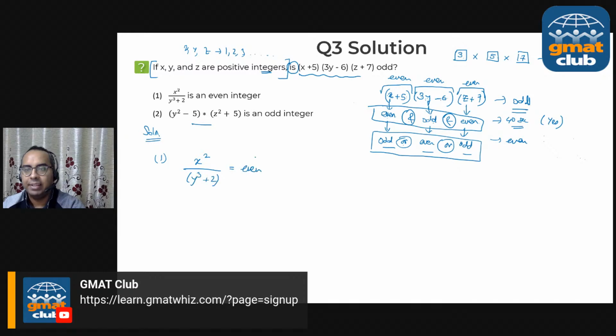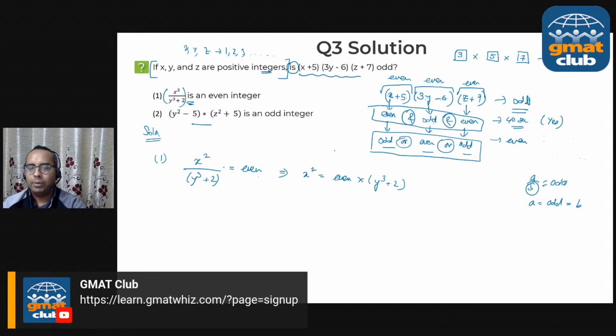And this is the way I write it. This is the way I translate it. So I put an equal to sign, even. Why do I do this? Because whenever I see an expression like this, a by b is odd or a by b is even, I prefer taking whatever is in the denominator to the other side. So I would write it like this: x square is even times y cube plus 2.